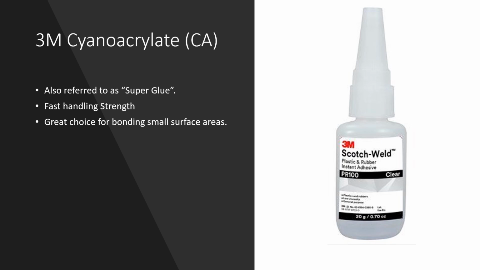The PR100 is a go-to CA for us. Like I said, these are considered super glues. They have very fast handling strength, a good solution for bonding small surfaces. The PR stands for plastic and rubber, so it bonds to a lot of different plastics and rubbers. There's also a CA primer that can be used before applying CA that makes these CAs bond really well to silicone materials. So think of these as really good plastic, rubber, and elastomeric material bonders.